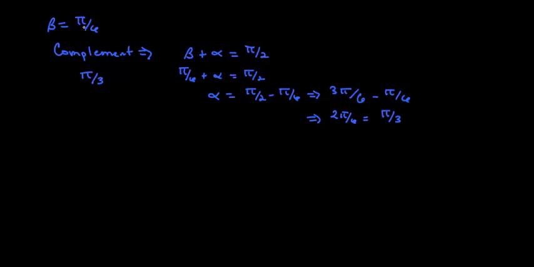Now let's think about that. Pi over 6 is a 30-degree angle. Pi over 3 is a 60-degree angle. And these two should add up to be 90 degrees, and they do. So when you're going through your problems, make sure things make sense. Okay, let's talk about the supplement.